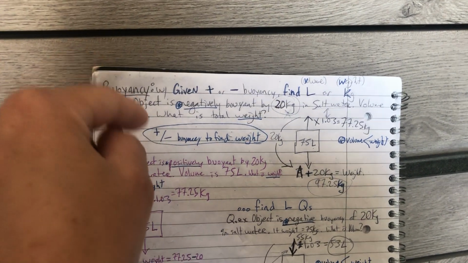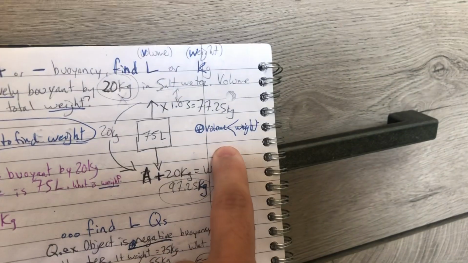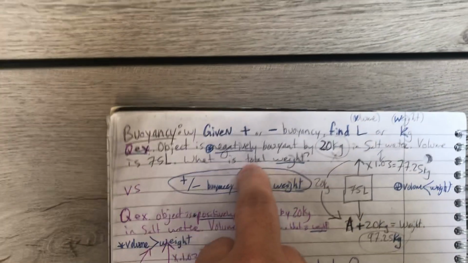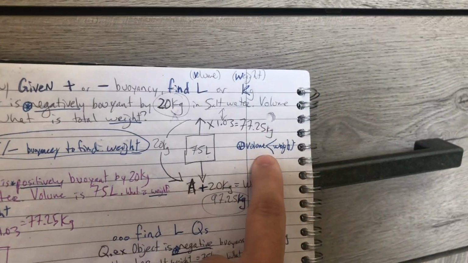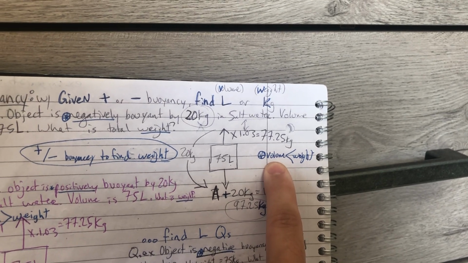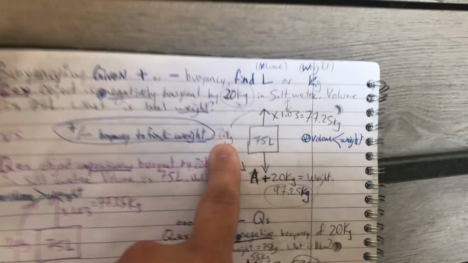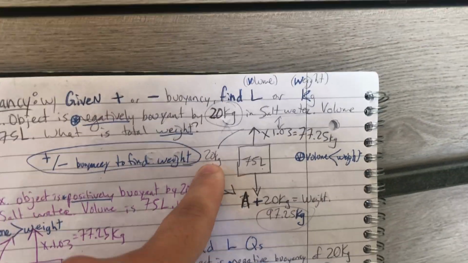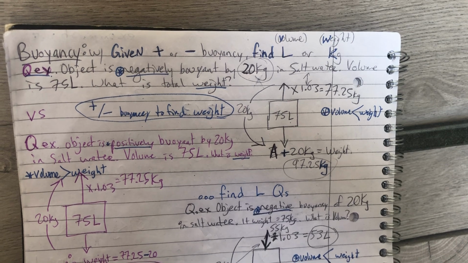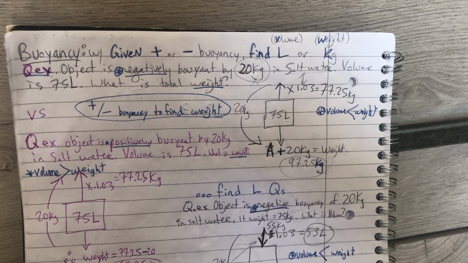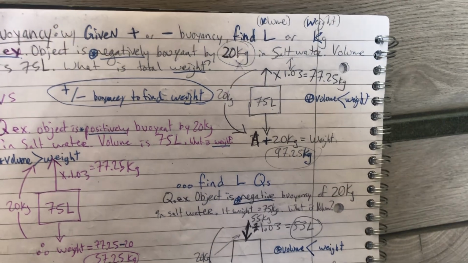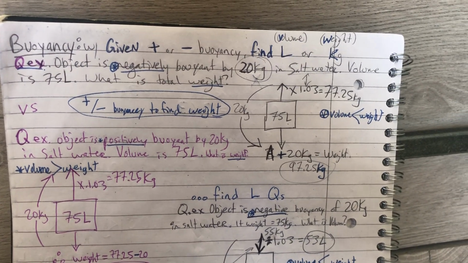Okay, so that means if it's negatively buoyant, the volume is less than the weight. So we'll start with that. Here we have our 20 kilograms. It's less. And we're in salt water. That's important.